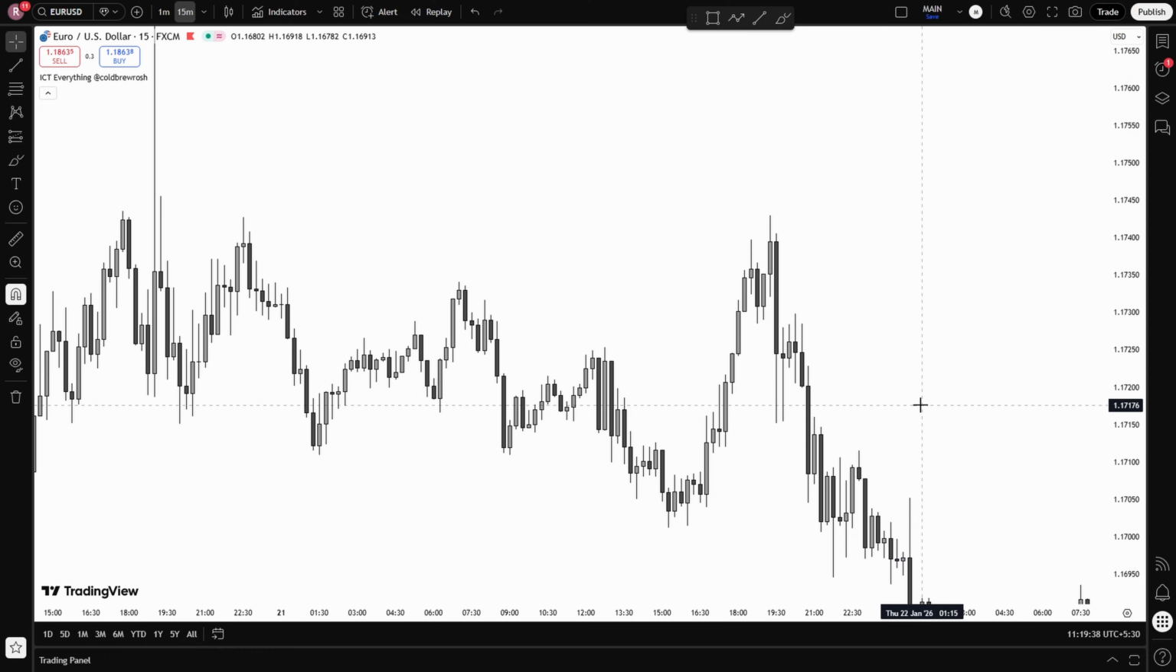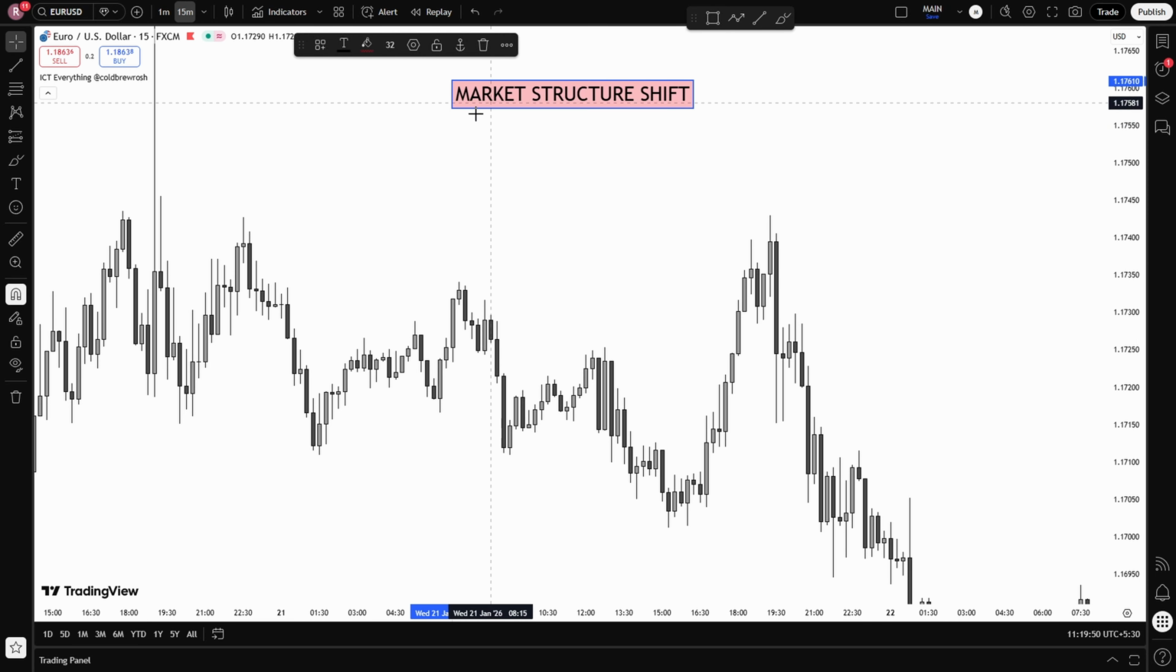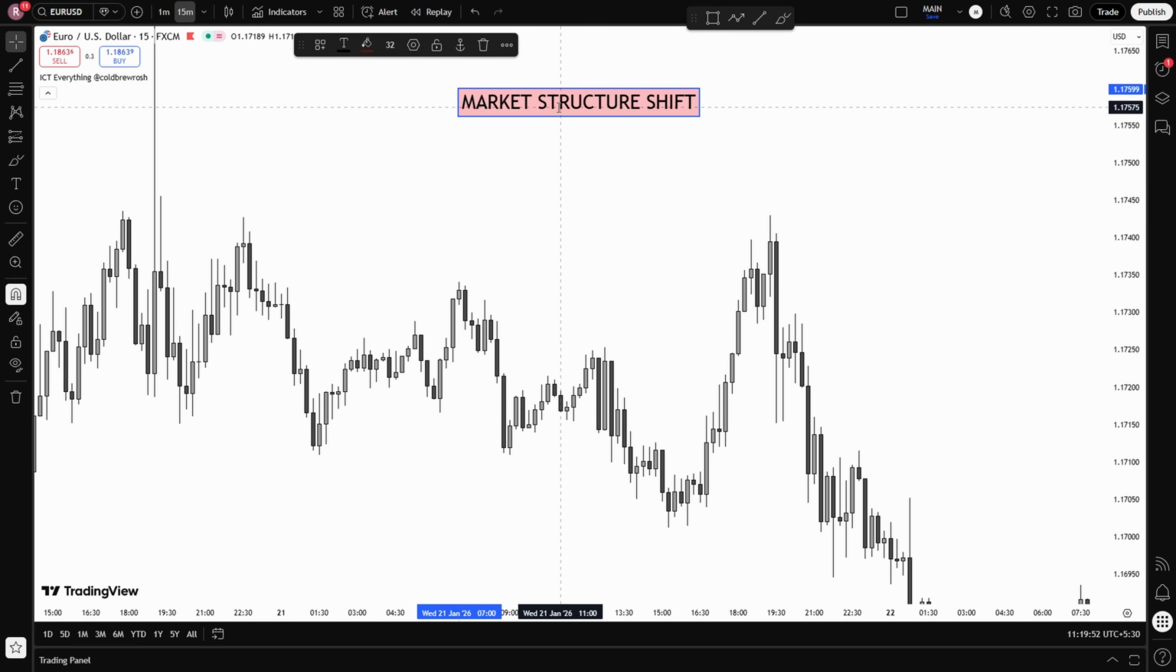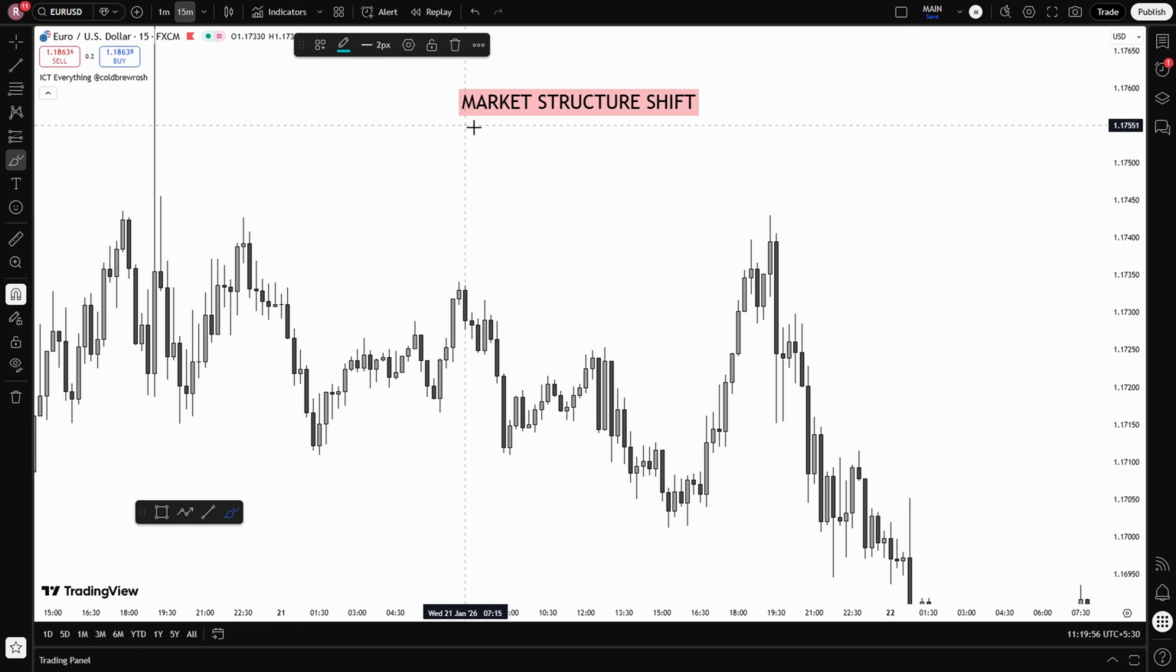Most traders actually get this wrong, and today we're going to go over market structure shift. A lot of people struggle with questions like, where is the market structure shift? Is this a valid structure shift or not? Is this just liquidity, or is it real direction change? So in this video, we're going to break all of that down.